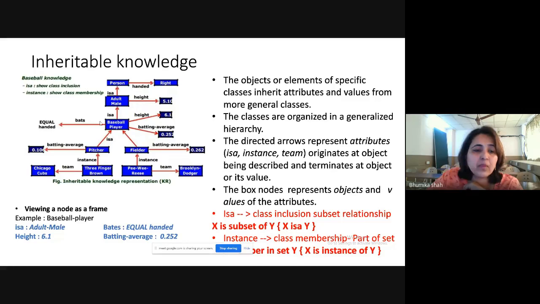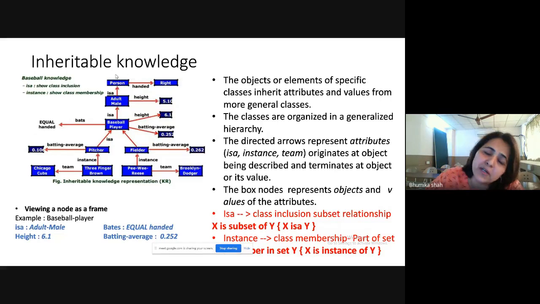Do you have a handed relationship available here? No. So recursively keep on traveling the ISA relationship unless and until the desired attribute is directly available to that specific object. With baseball player, we don't have any handed attribute available. So once again, we travel the ISA attribute and reach adult male. Again ask, do you have any handed attribute value available with adult male? No.